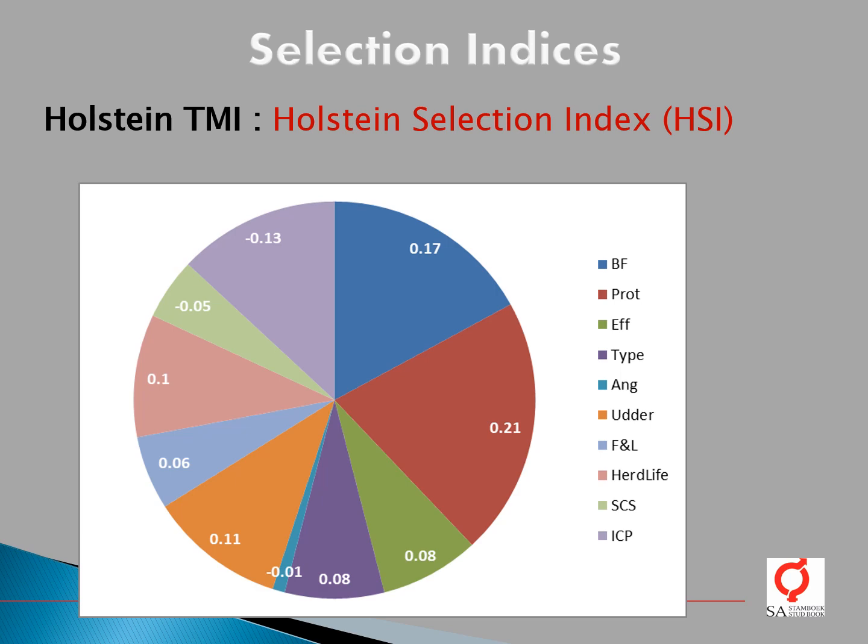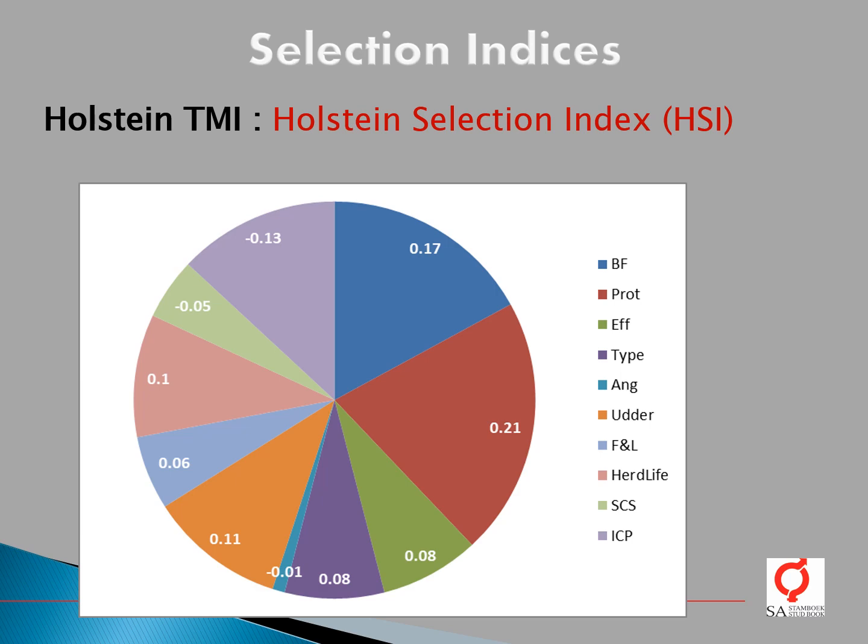The principal total merit index of the Holsteins is called the Holstein Selection Index, or the HSI. And in the pie chart, you can see how this index is constructed. A 17% emphasis is put on butterfat yield, 21% on protein yield, 8% on efficiency, 8% on type, 1% on angularity, 11% on others, 6% on feet and legs, 10% on herd life, 5% on somatic cell score, and 13% on intercalving period.